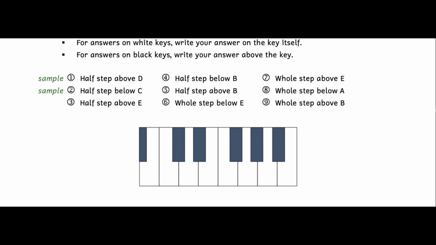Number 1 asks for a half step above D. First, we're going to locate D on the keyboard, and a half step above D is going to be this black key. So since it's a black key, I'm going to write the number 1 above it. Number 2 asks for a half step below C. So here's C on the keyboard, and a half step below C would be right here, a white key. So since it's a white key, I'm just going to write 2 on top of the white key.